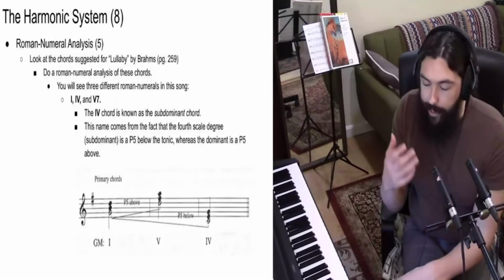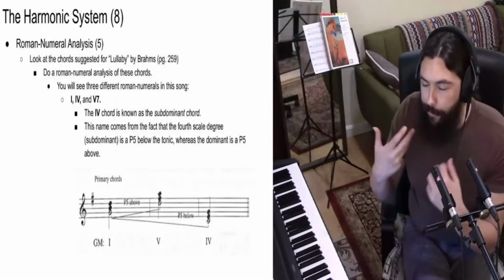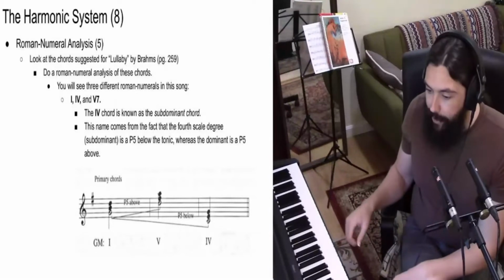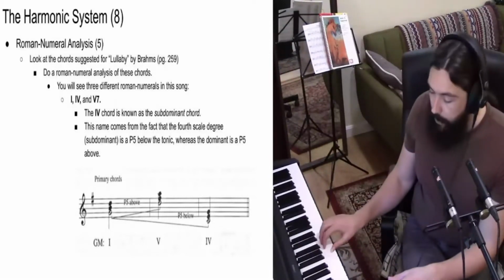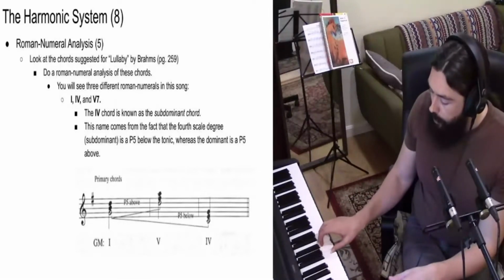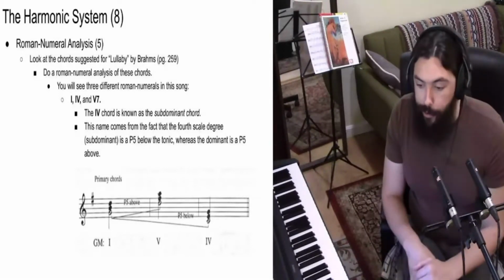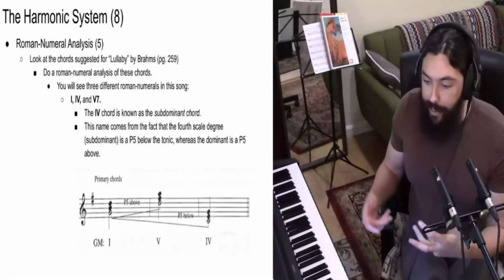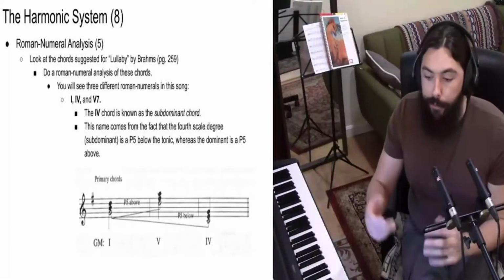I think the easiest way to think about this is just remember the subdominant is the 4th scale degree. What they're saying here is that this name subdominant comes from the fact that if you go 5 below the tonic, 1, 2, 3, 4, 5, you end up on the 4th scale degree, which is C in this case, although I know that's probably a little bit more confusing than it needs to be. So just think subdominant, 4th scale degree, and you'll be fine.